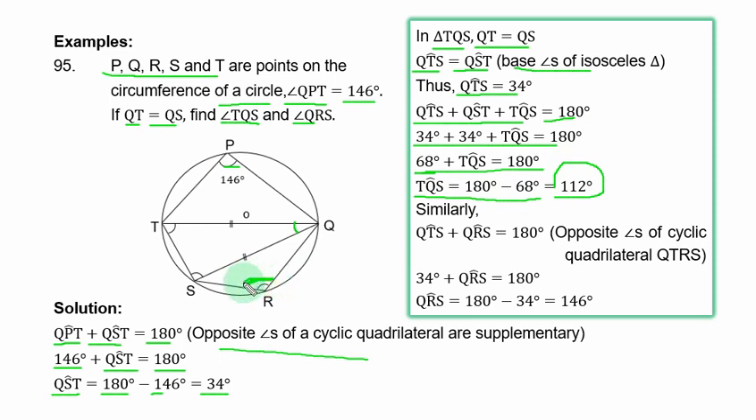To get this angle, we can consider quadrilateral QTRS. This angle and this angle, their sum is equal to 180 degrees. You have the reason. It follows that 34 degrees for QTS plus angle QRS is equal to 180 degrees. Therefore, angle QRS is equal to 180 degrees minus 34 degrees, and that is 146 degrees.